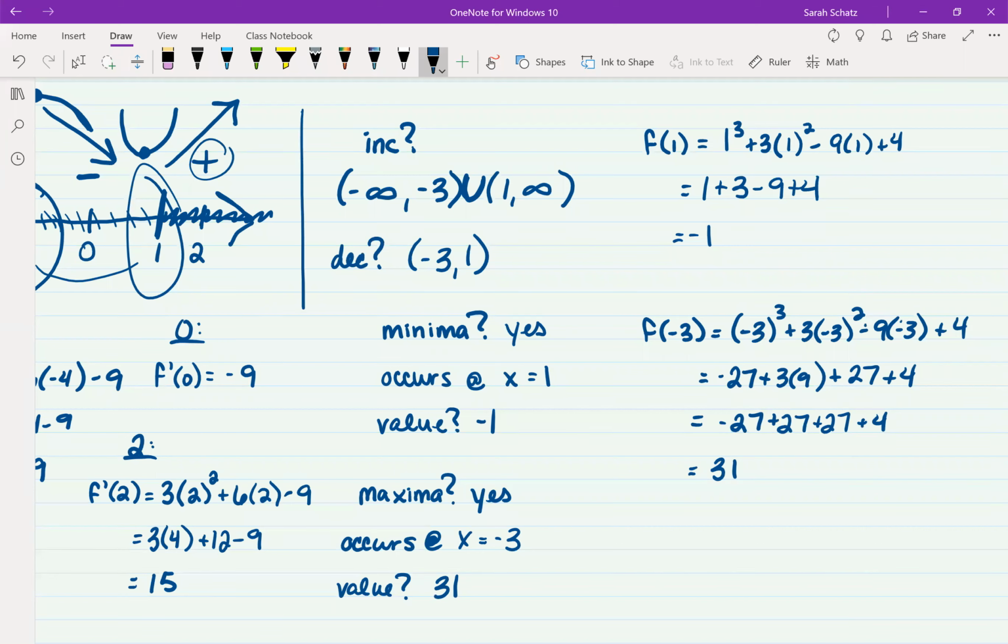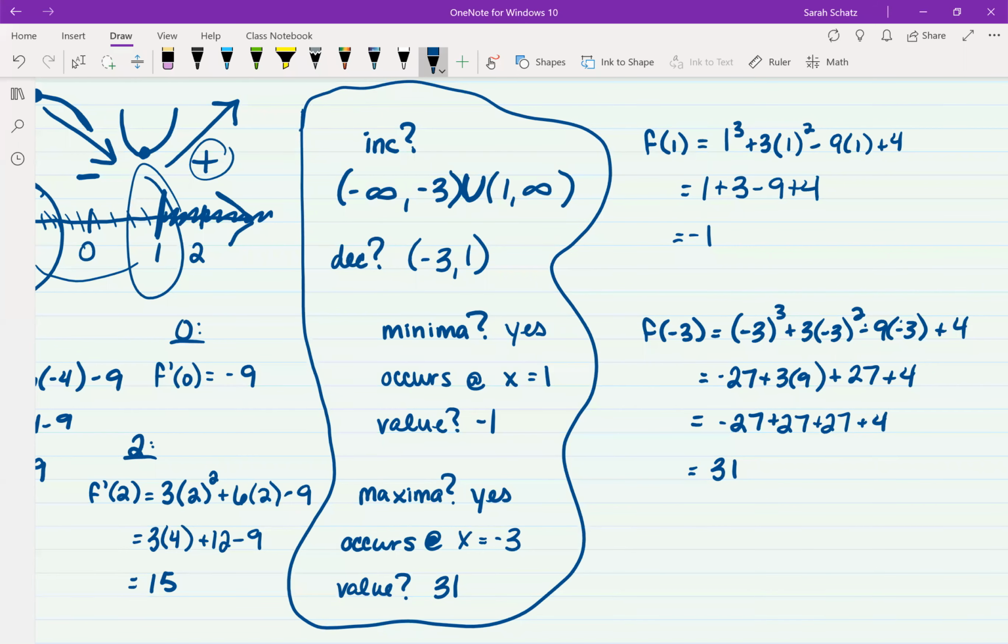So you guys, these are all the different pieces of information that you're going to need to answer any question that the homework throws at you. Will it ask every one of these things in the same problem? Maybe. Maybe not. Maybe it'll just ask for increase, decrease. Maybe it'll just ask for min and max. Either way, you can answer whatever it asks of you.